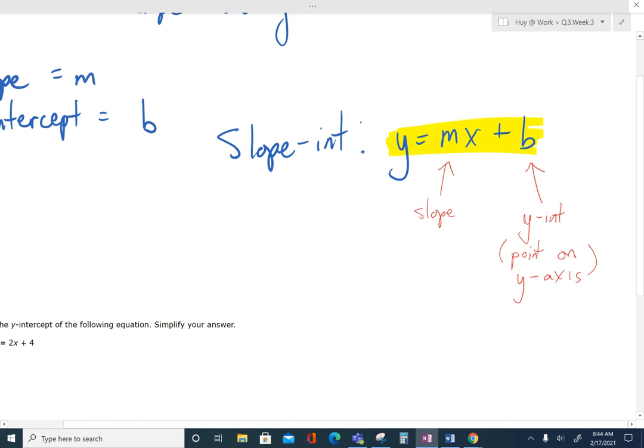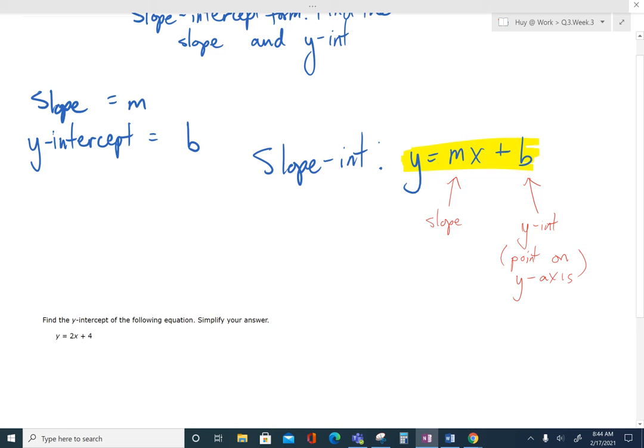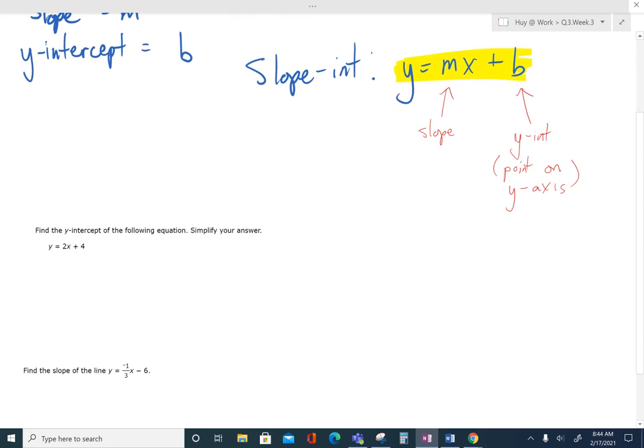You can graph it, you can identify things. This first lesson is just going to ask you to identify these two parts in the equation. All right, so let's go through a couple examples real quick.